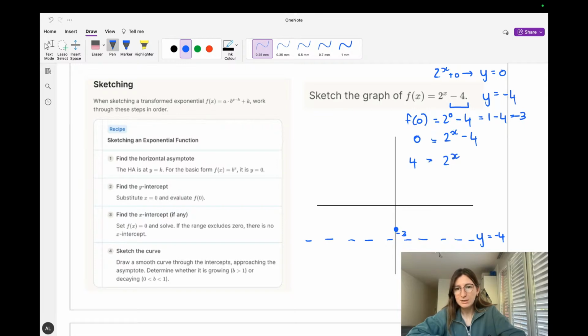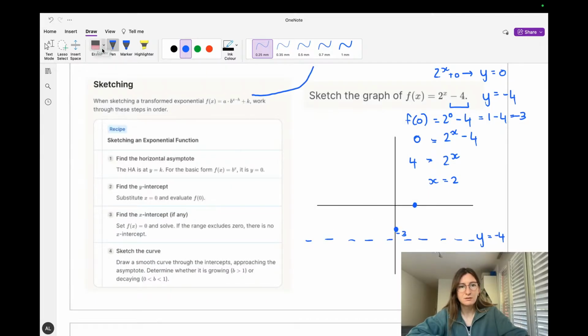2 to the power of what gives me 4? This one's nice and easy. So x equals 2. So when my y is 0, my x is 2. There we go. And now we have 2 coordinates, which help us to plot an exponential function. We have our asymptote, and we know it's got a general shape like this. So we're just going to fill that in.